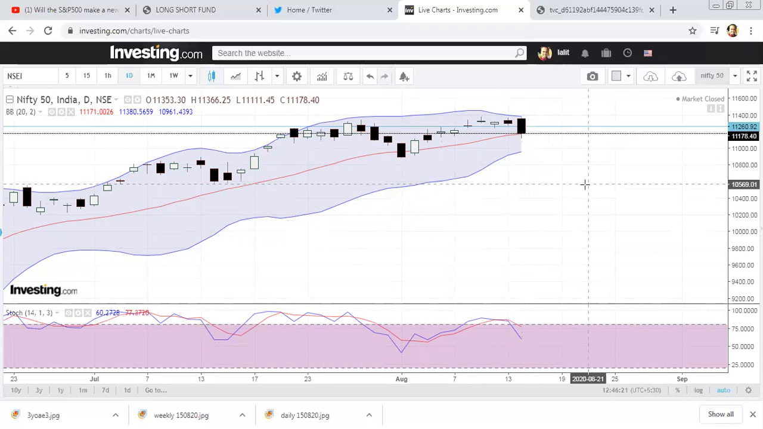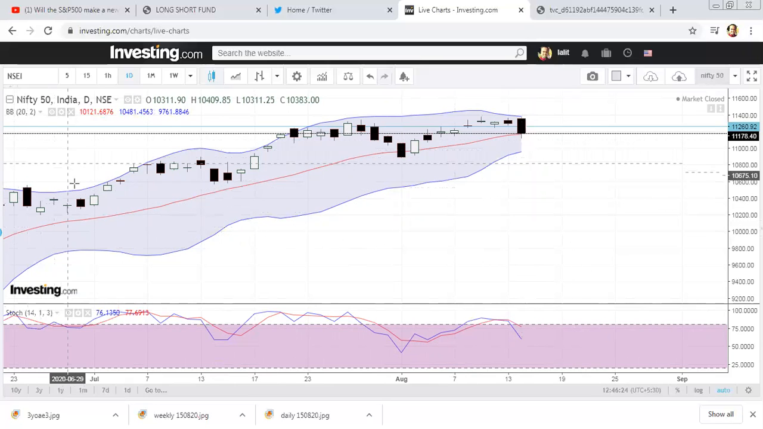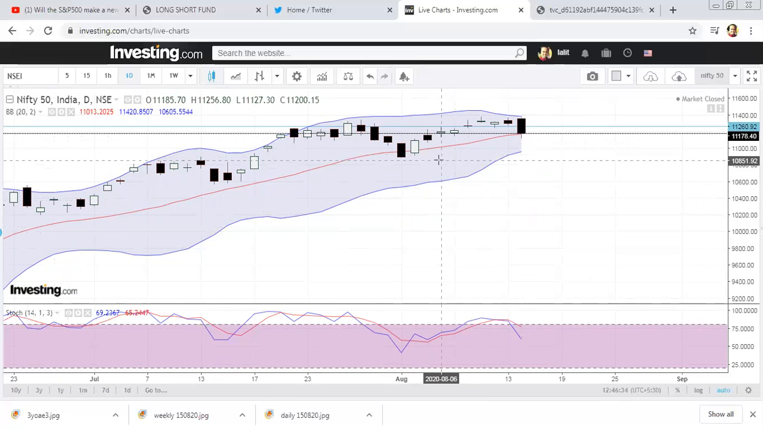Another important level on the lower side to see here is this particular region. There's a small gap here that is between 10,490 to 10,440 levels. We could try and fill this gap if the support at 10,900 and then 10,500 fails. So that's on the daily.